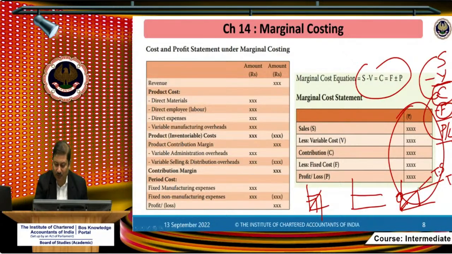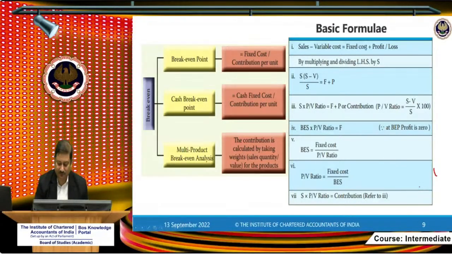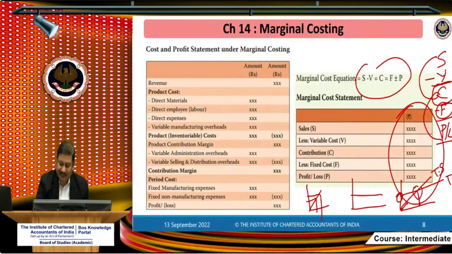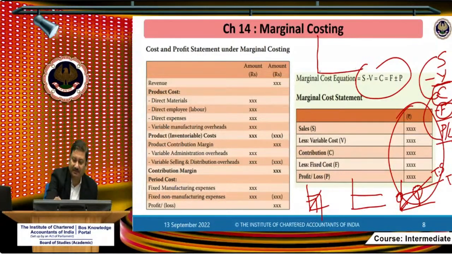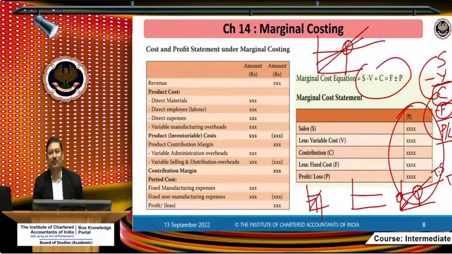So now what is this point? If I draw it in a fresh way, this is your cost graph and this is your sales graph. This point is known as the break even point, because total cost is equal to total sales. So break even point means no profit and no loss.